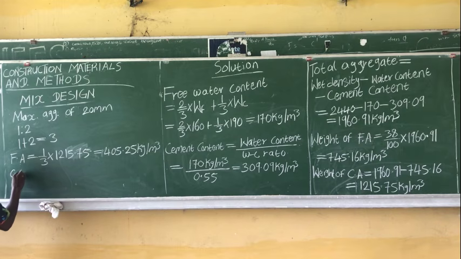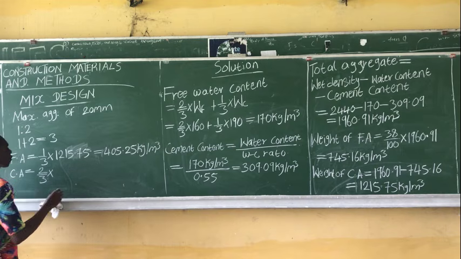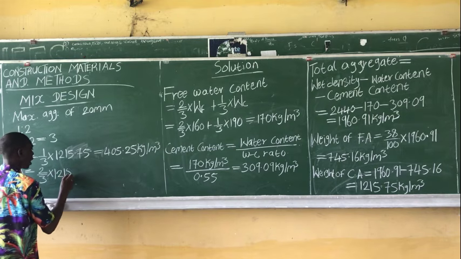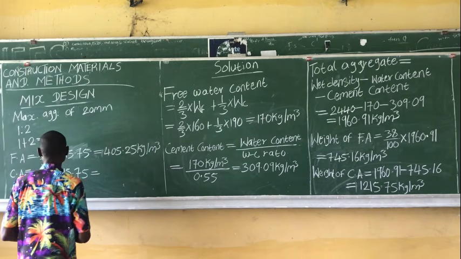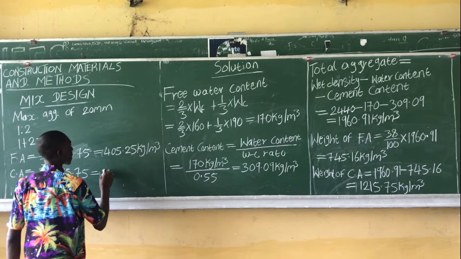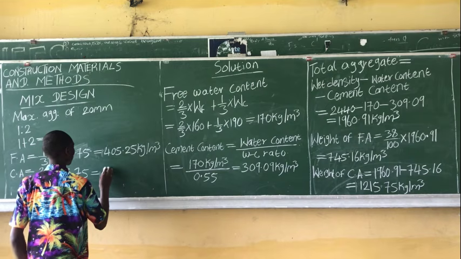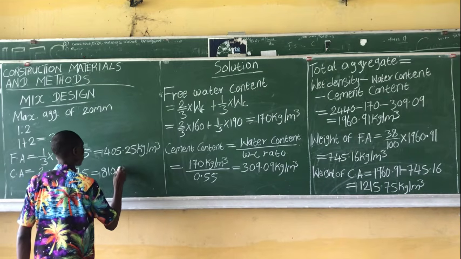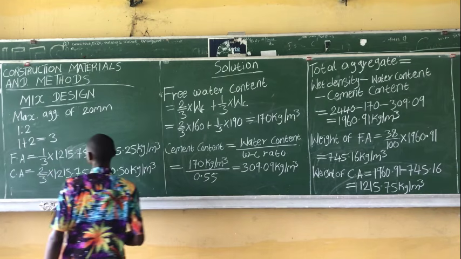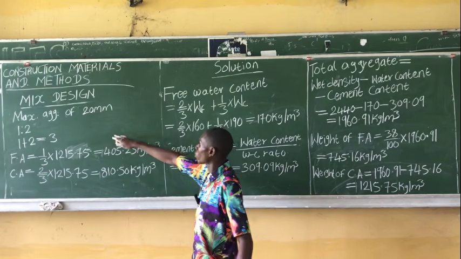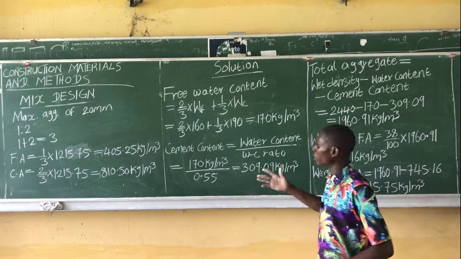And then for coarse aggregate, it is going to be 2/3 of the total weight of coarse aggregate, which is 1215.75, and this is going to be equal to 810.50 kilogram per meter cube. Okay, so after getting this proportion, which is based on the maximum aggregate size of 20 millimeters, the final thing we do is to determine the mix design ratio.